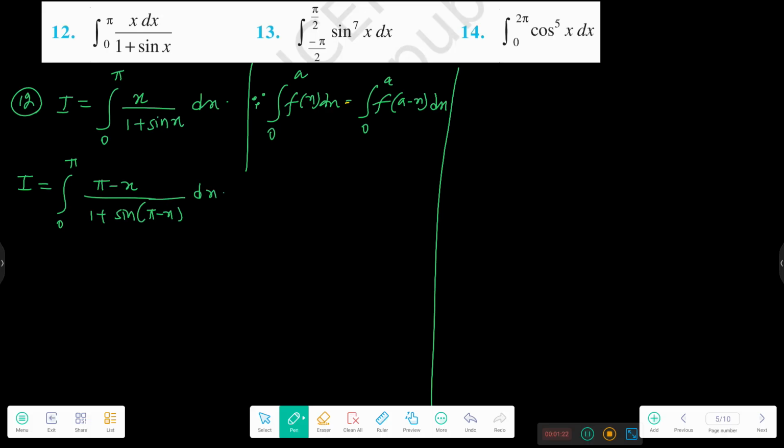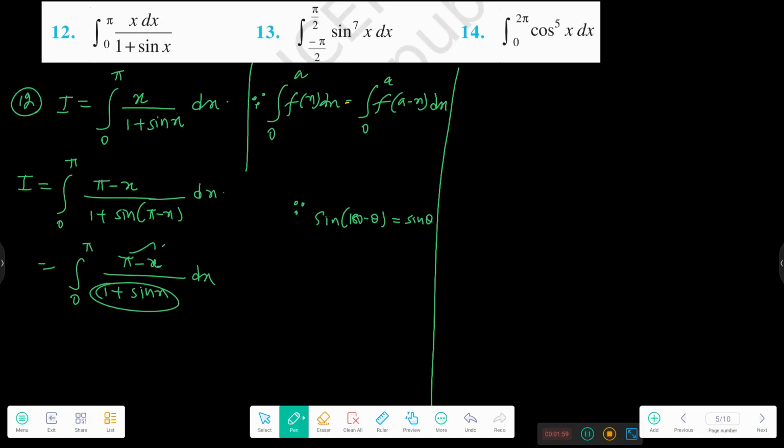Sin of 180 minus theta, what? Sin theta, no change. 180 or 360 means no change. And 180 minus theta means second quadrant, sign is positive. So you will be getting sin as it is. So the integral from 0 to pi of pi minus x divided by 1 plus sin x into dx.